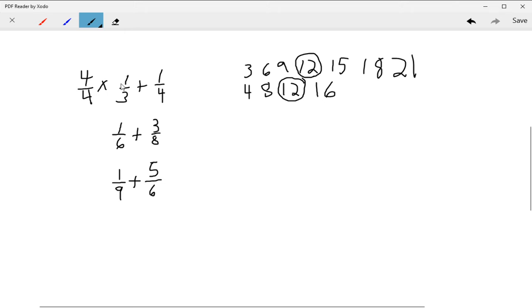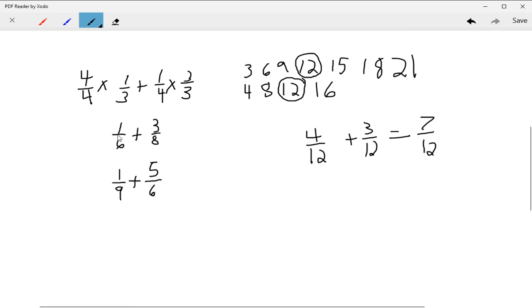So 4 over 4 times 1/3 equals 4 times 1 is 4, 4 times 3 is 12. And then 1/4 times 3 over 3, right? Because we need to multiply both top and bottom by what we need to multiply the bottom by to get to the common denominator, which in this case is 12. So that would be plus 3/12, and that equals 7/12.